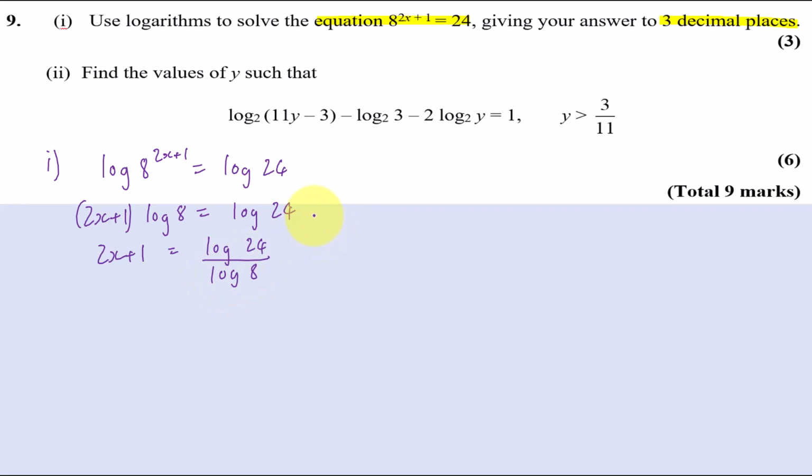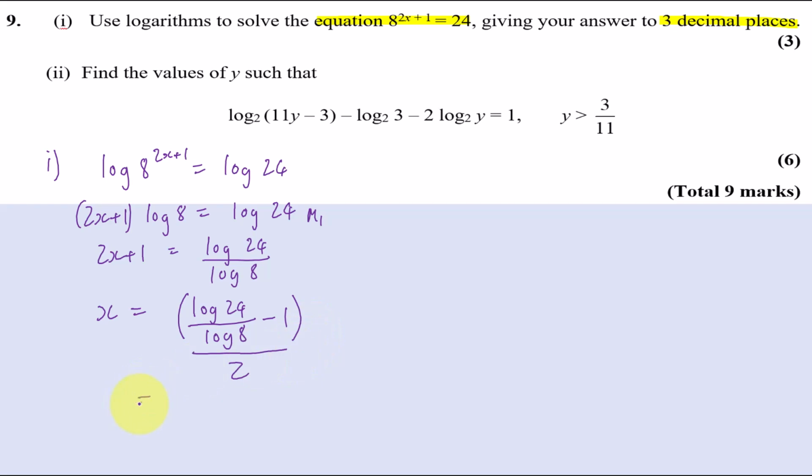This should get us a method mark here. That's one mark done. Rearrange, get x on its own. That should be your next method mark. So that means we minus 1 and then divide by 2. So we get left with x equals log 24 over log 8, minus 1 is outside, and that's all bracketed, divided by 2.